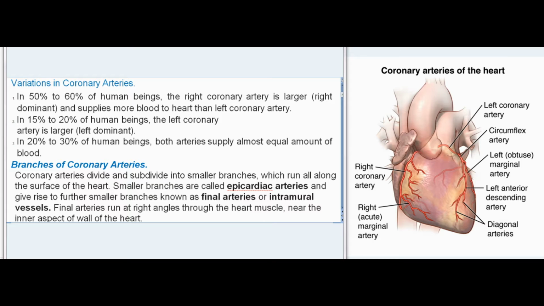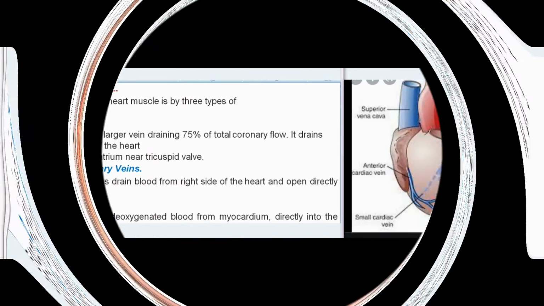Branches of coronary arteries. Coronary arteries divide and subdivide into smaller branches, which run all along the surface of the heart. Smaller branches are called epicardiac arteries and give rise to further smaller branches known as final arteries or intramural vessels. Final arteries run at right angles through the heart muscle, near the inner aspect of wall of the heart.